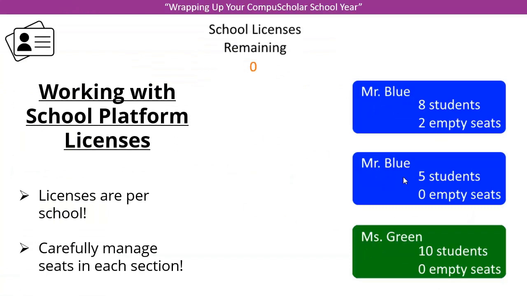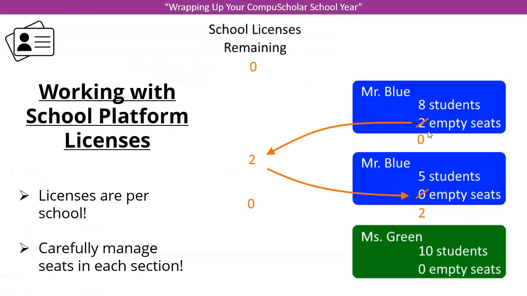In the second and third sections, we've just assumed that those licenses are fully used, and you have 5 students actually enrolled in the second section and 10 students actually enrolled in the third section. So naturally, the situation might arise where you've got a couple of empty seats in a section, and you want to return those empty seats back to the school license so they can be used somewhere else. Perhaps Mr. Blue needs to have those 2 seats over here in the second section because he's got 2 more students he wants to enroll.